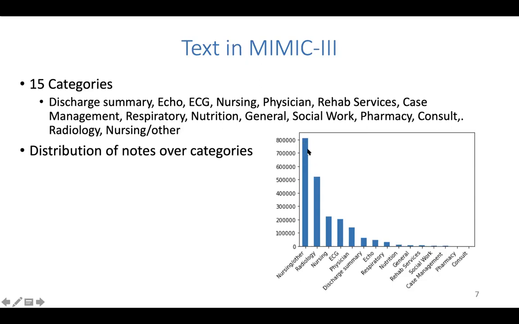nursing notes are the most prevalent source of information. Out of all the 2 million rows, about 800,000 of them are nursing notes. Physician notes are not as frequent as nursing notes because doctors usually check up on you once per day, or maybe once per 2 days, bi-daily basically. Rehab services, case management, these are some other kinds of services.